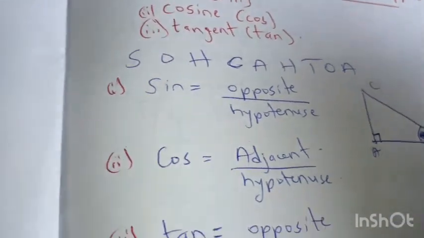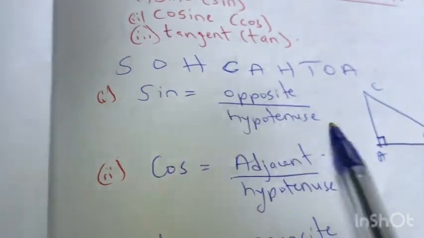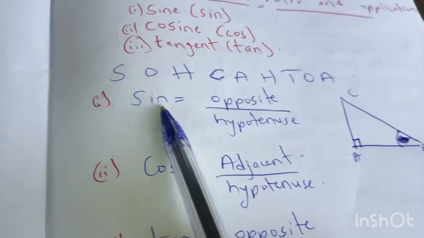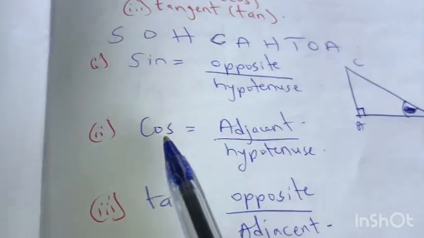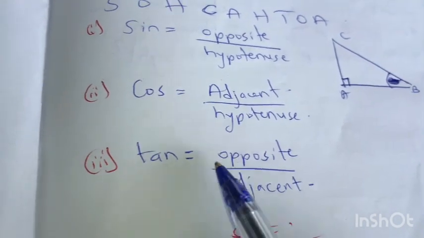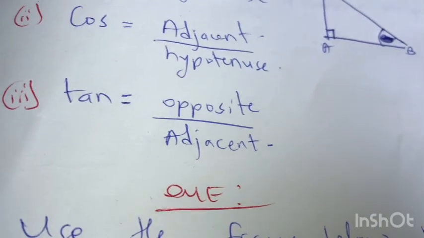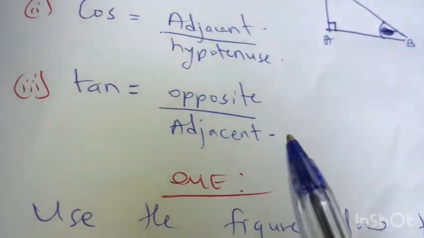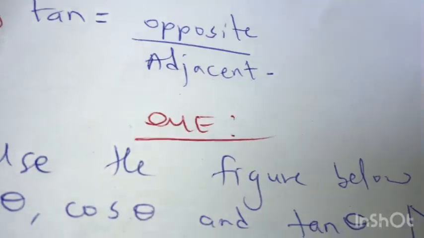Yes. So sine, the formula is opposite over hypotenuse. Cos is adjacent over hypotenuse. Then TOA: tangent is opposite over adjacent. Is that right?